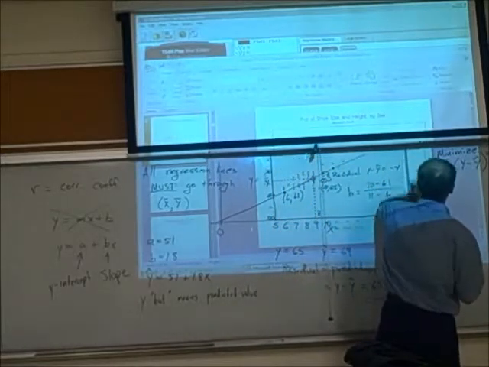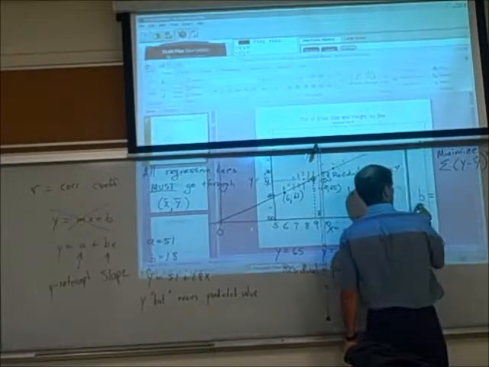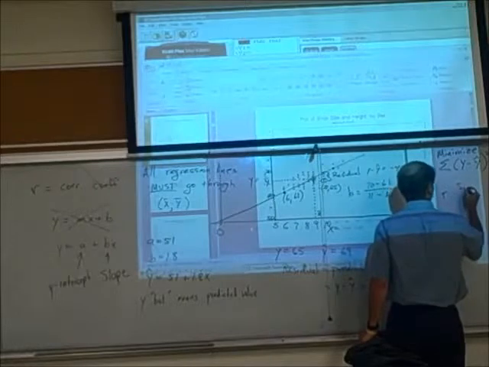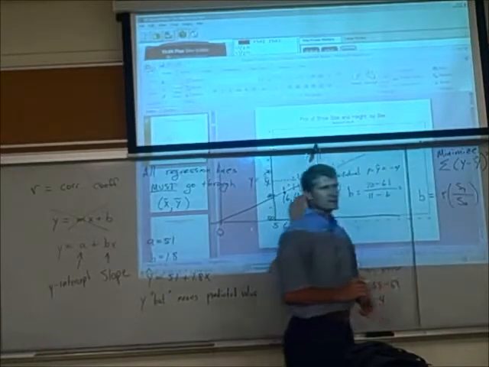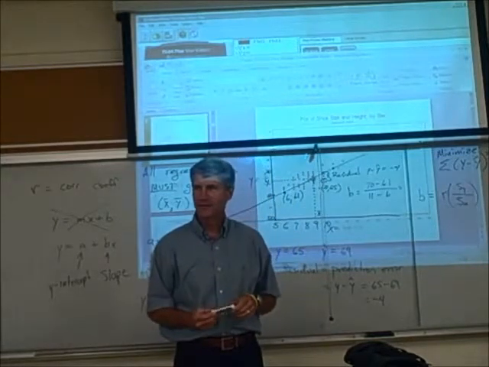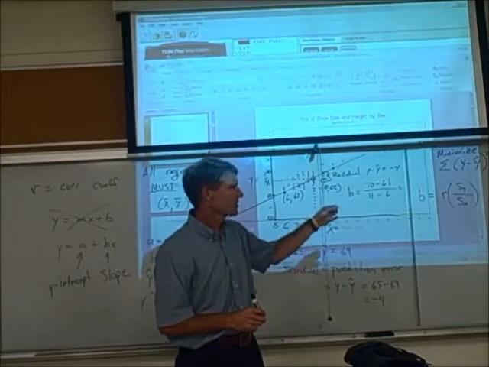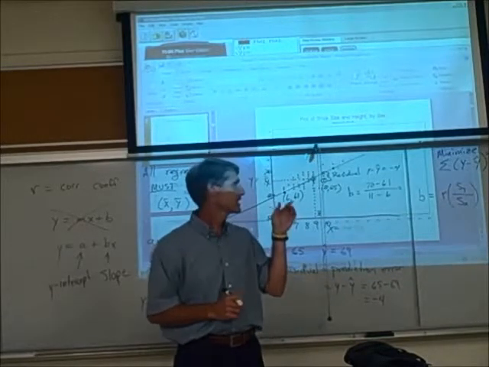Let me get some room here. What you would derive is that the slope b is r times sy over sx. What is r? The correlation coefficient. And what's sy?